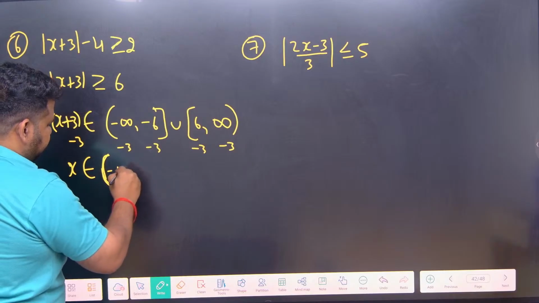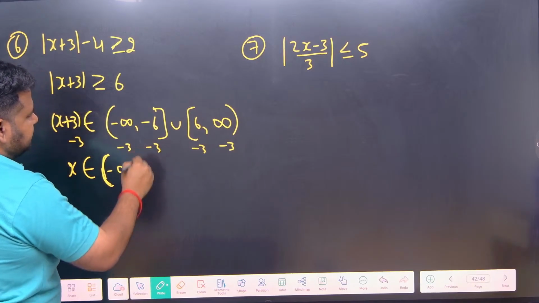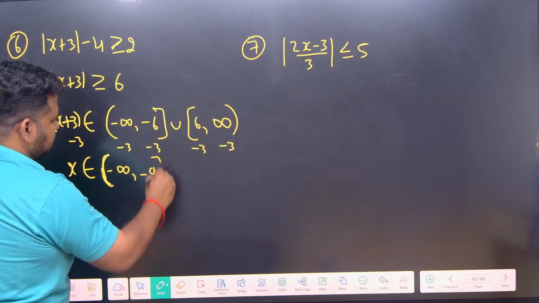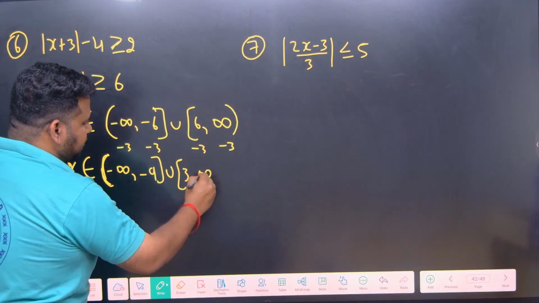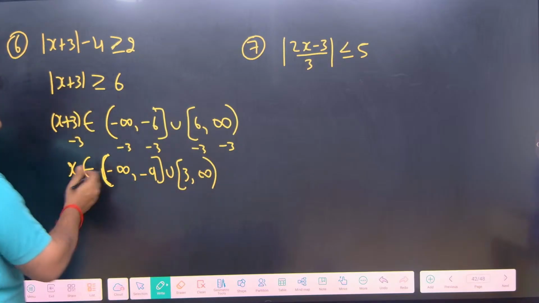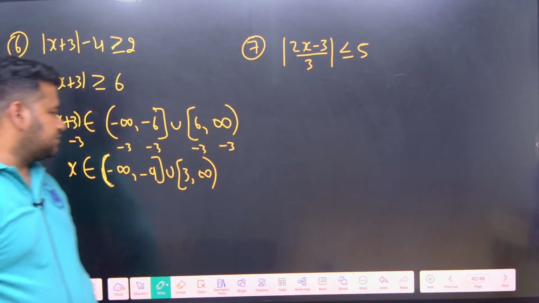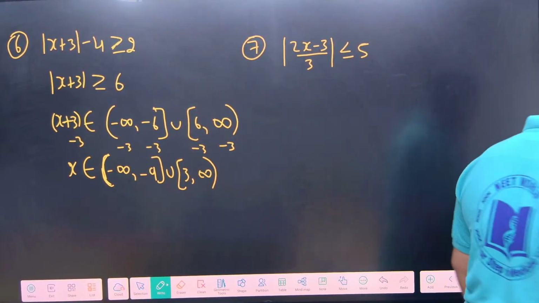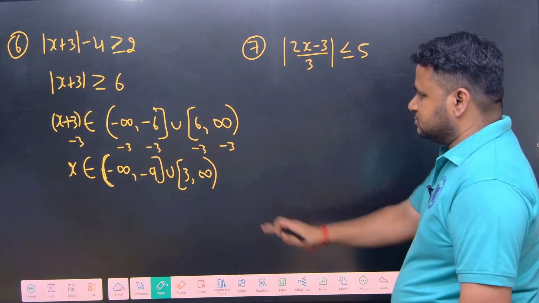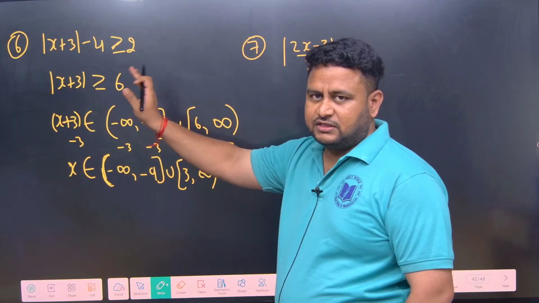Minus 6 minus 3 is minus 9, closed interval, union. 6 minus 3 is 3. Infinity minus 3 is infinity only. So this is what we will have as the final answer. x belongs to this range. Clear friends? Got it? So this is the place where it belongs.